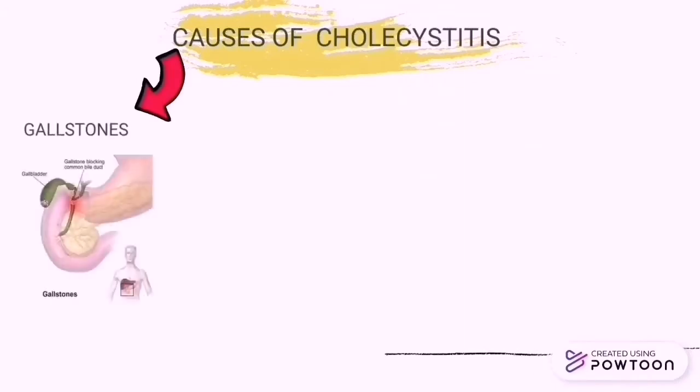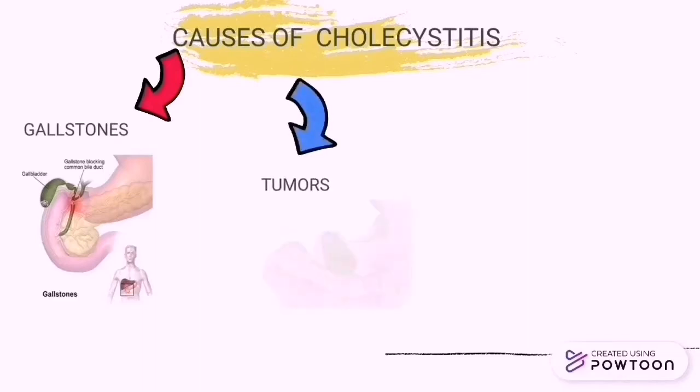First, gallstones, the result of hard particles that form in the gallbladder. It may block the cystic duct through which bile flows. When gallstones block this tube, bile builds up in the gallbladder, which causes irritation and pressure to the gallbladder. It can lead to swelling and infection.